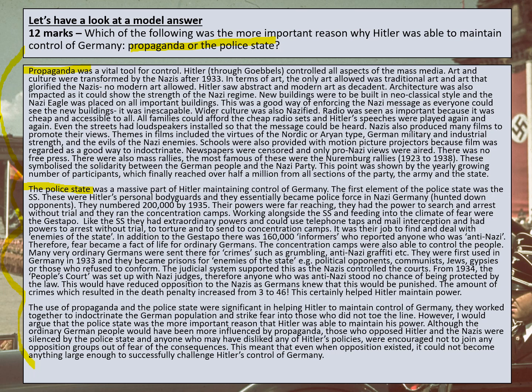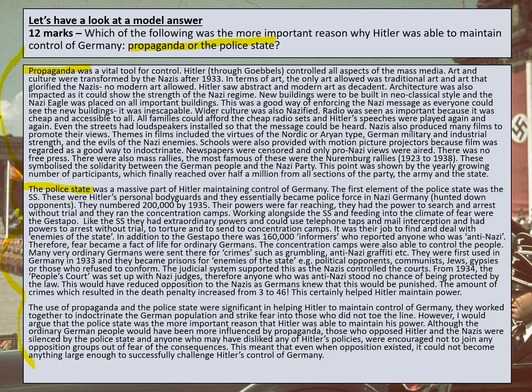The concentration camps were also able to control the people. Many very ordinary Germans were sent there for crimes such as grumbling, anti-Nazi graffiti, and other things. They were first used in Germany in 1933, and they became prisons for enemies of the state. For example, political opponents, communists, Jews, gypsies, and those who refused to conform.